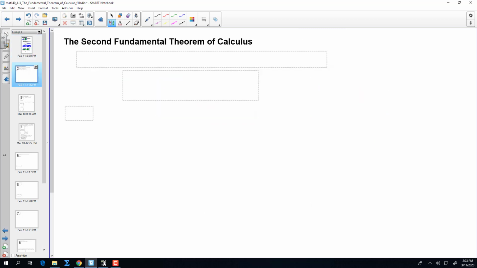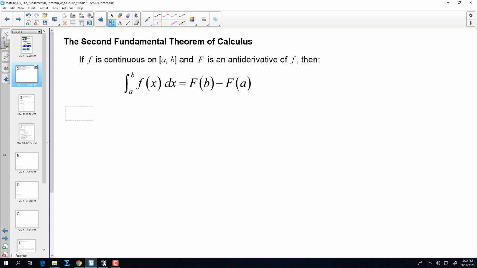Now, apart from that, there's another result that's really important, which is called the second fundamental theorem of calculus. If f is continuous on the interval from a to b, and capital F is an antiderivative of f, then the definite integral from a to b of f of x dx is capital F evaluated at b, so the antiderivative evaluated at the upper end point, minus the antiderivative evaluated at the lower end point.